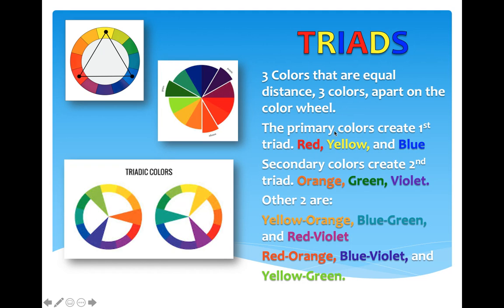So the primary colors are red, yellow, and blue. And then the second triad is orange, green, and violet. And then we have yellow-orange, blue-green, and red-violet. And red-orange, blue-violet, and yellow-green. And you find them by counting the spaces on an actual color wheel, if you need to. And I have the colors listed for you so that you can refer back to that list and the colors as well.